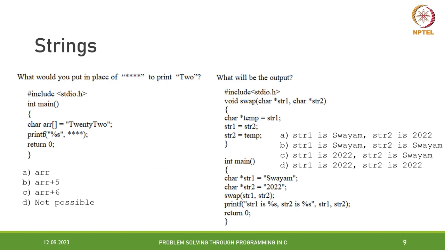All right, now the next question. What would you put in the place of this star star star star to print only 2? So we need to print only this part of the string. The string is 22 and we need to print only 2. So what do you need to put here? Remember that writing ARR means you are referring to the address of the first element. So according to that, Option C.